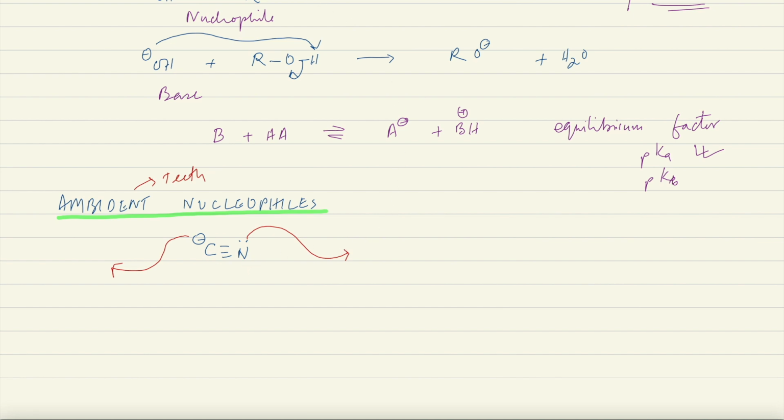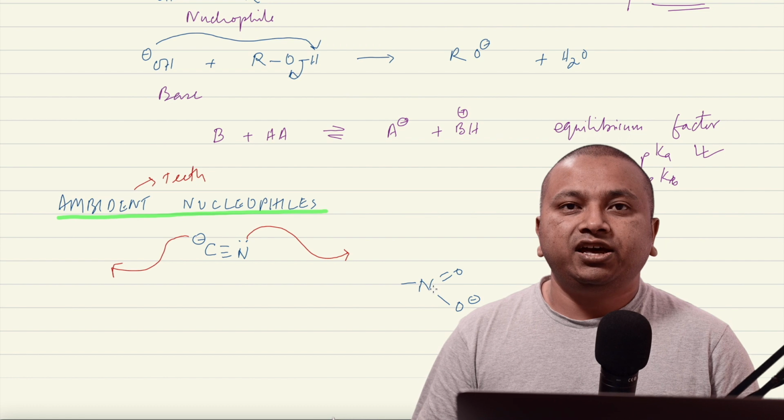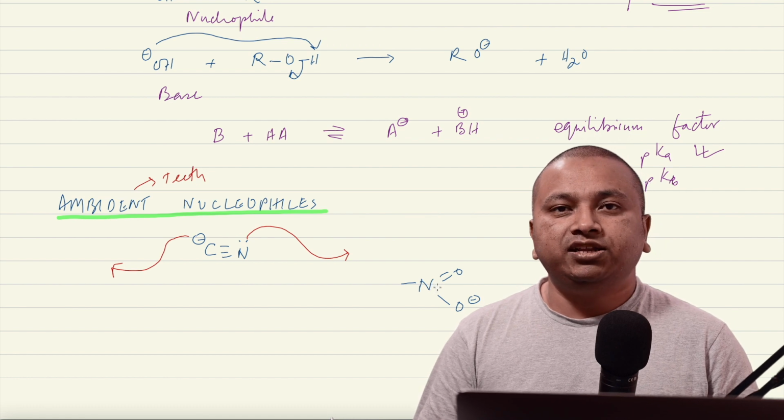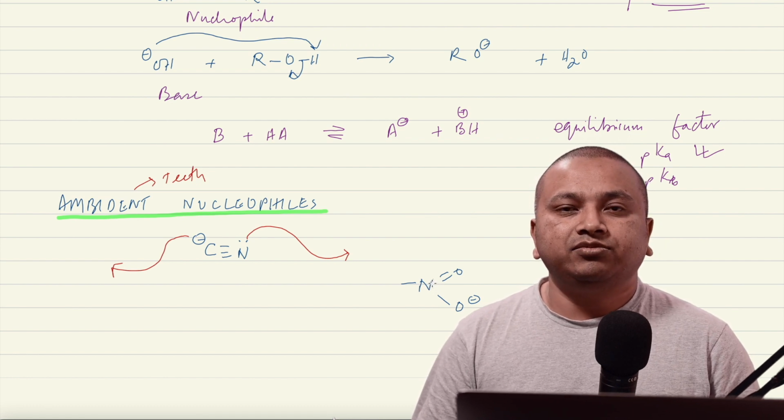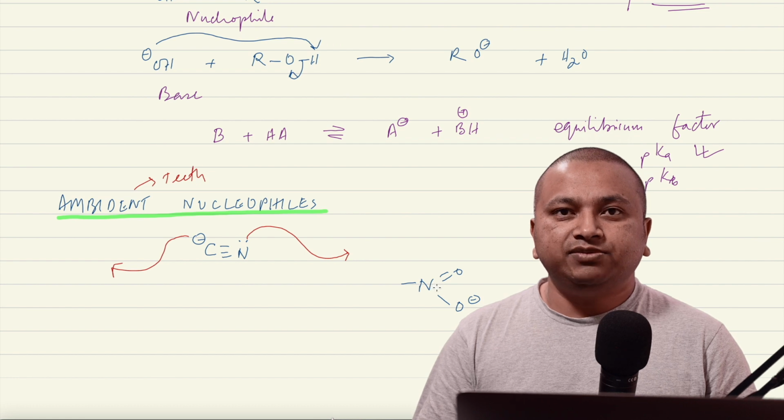Two common examples of ambident nucleophiles are the CN group and the NO2 group. You have an NO2 group, and this one also can attack either from this oxygen or from the nitrogen. So these are called ambident nucleophiles. We'll conclude here for today, and in the next class we will take a look at the different substitution reaction mechanisms. Thank you.